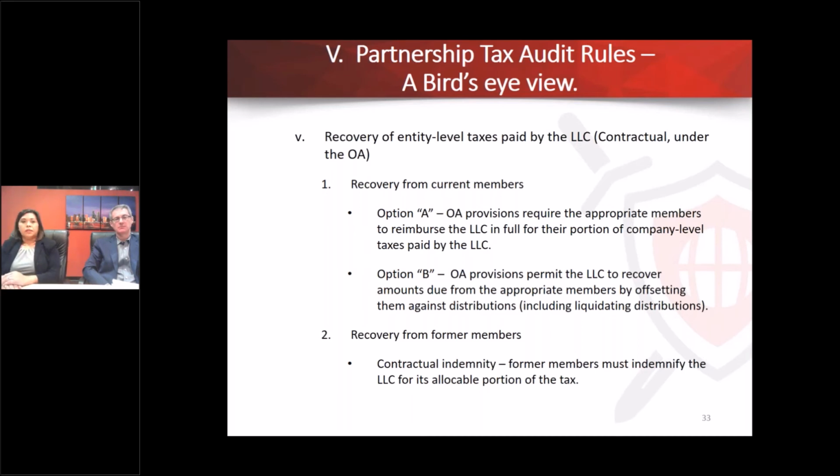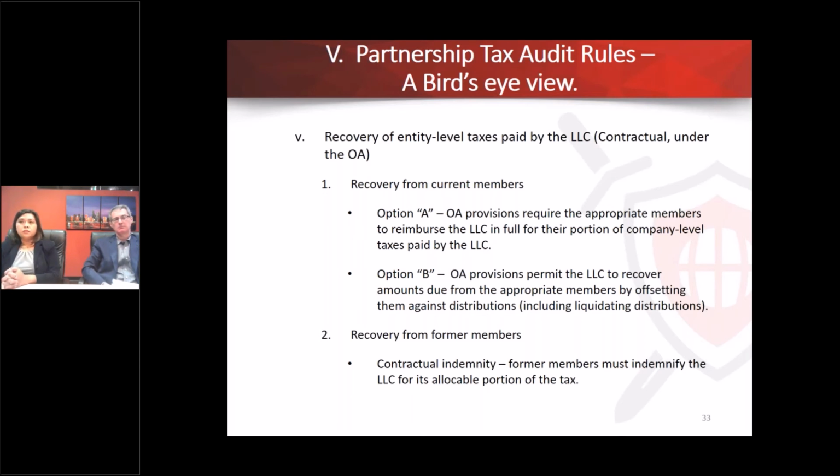Another important aspect is how do you recover if the LLC pays taxes? How do you recover that from the members who really should be responsible for it? You can recover from the current members by putting operating agreement provisions in that would require them to reimburse the LLC, or that would suspend their distributions and apply them towards the debt. So there's a way for the LLC to capture that money from the members who should be paying the taxes.